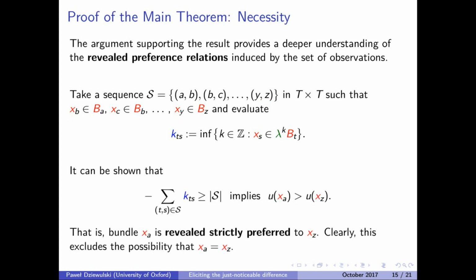It can be shown that whenever the sum of the corresponding integers kts along the sequence is weakly greater than the number of elements in the sequence, then it must be that the utility of the bundle XA is strictly greater than the utility of bundle XZ. In other words, whenever the sum of numbers kts is greater than the number of elements in the sequence, then bundle XA is revealed strictly preferred to XZ. Clearly, this excludes the possibility that S is a cycle, as XA cannot be strictly preferred to itself. Please consult the paper for the complete argument.